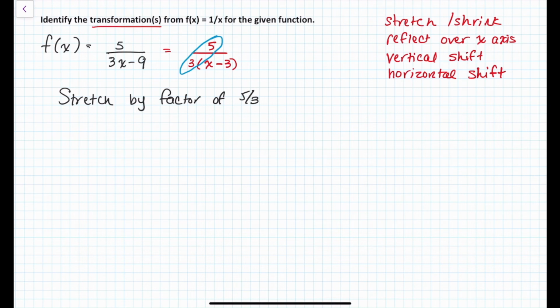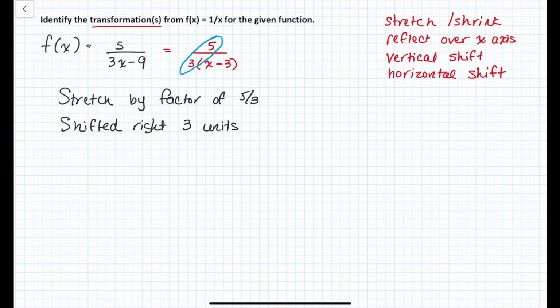And 5/3 is greater than 1, so don't get confused and think, oh, it's a fraction, it's shrinking. But in this case, 5/3 is greater than 1, so it's stretched by a factor of 5/3. And then x minus 3, remember the graph is moving in the opposite direction with the x's in parentheses there, so it's shifted right 3 units.